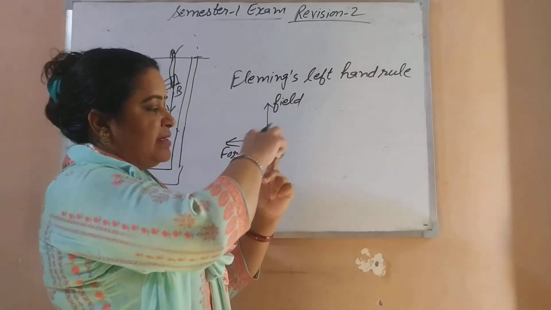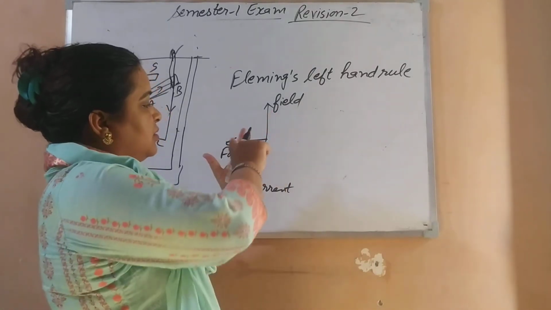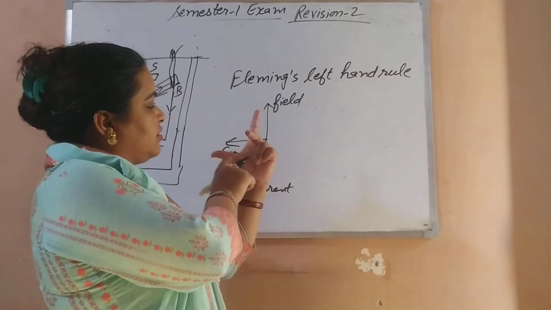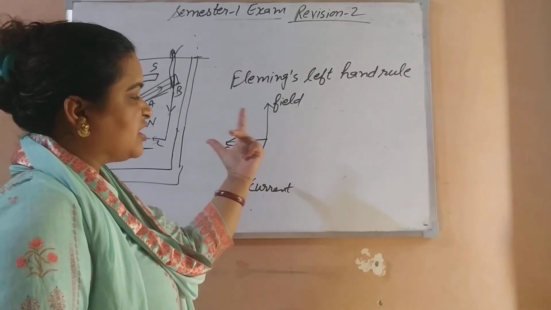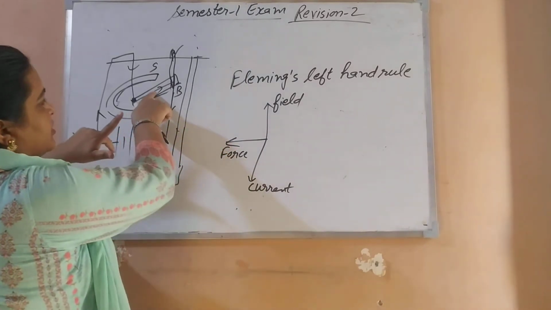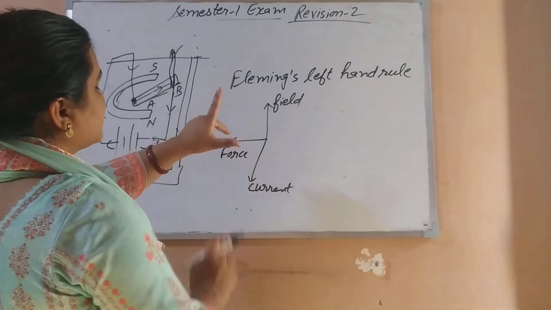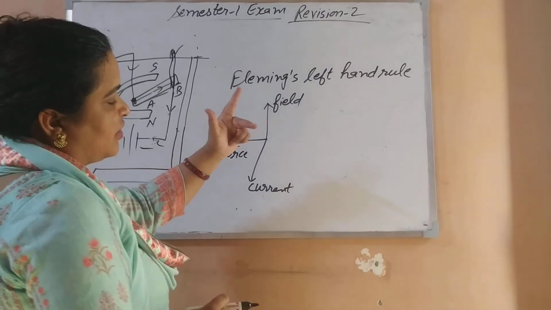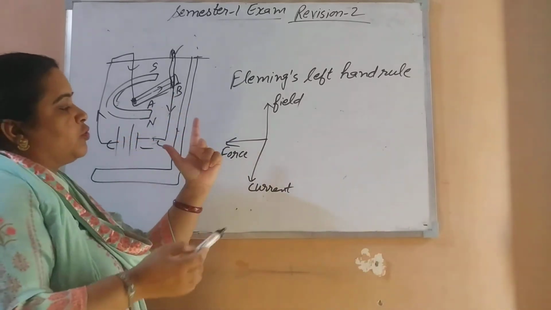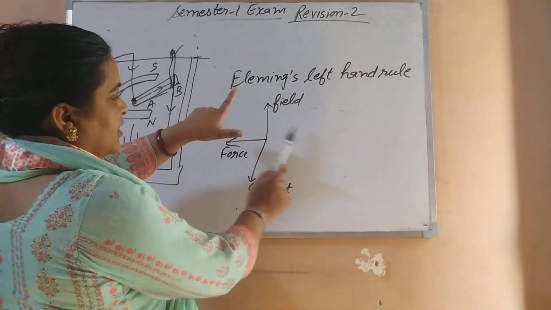So what is the statement of this? Stretch the forefinger, middle finger and thumb of your left hand perpendicular to each other. The forefinger gives the direction of the magnetic field, the middle finger gives the direction of current, and the thumb gives the direction of force or the displacement of the rod. This time the current was going A to B, into the plane. If the field is upward, the displacement of the rod is towards right. And if the current goes outward, that is B to A, the displacement is in the opposite direction.